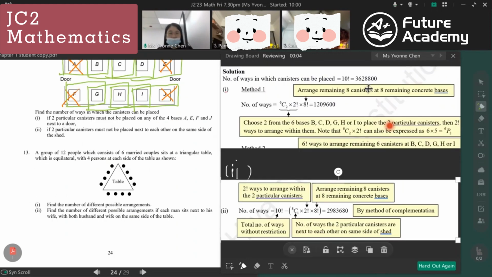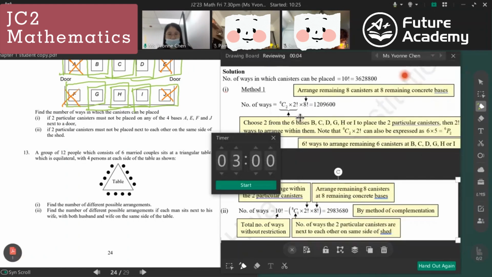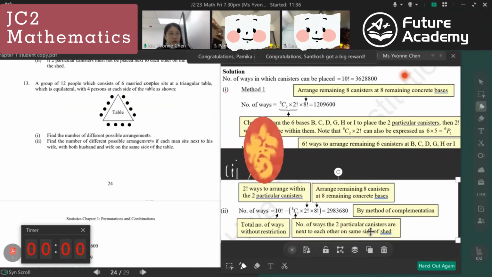Any question? It's not an easy question. I'll give you 1 minute to process. After that, we do question 13. So now let's continue. Go for the effort.